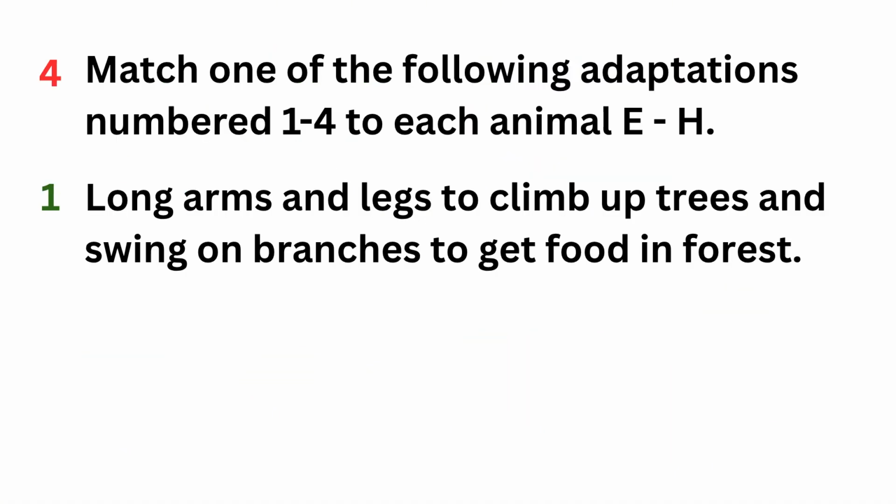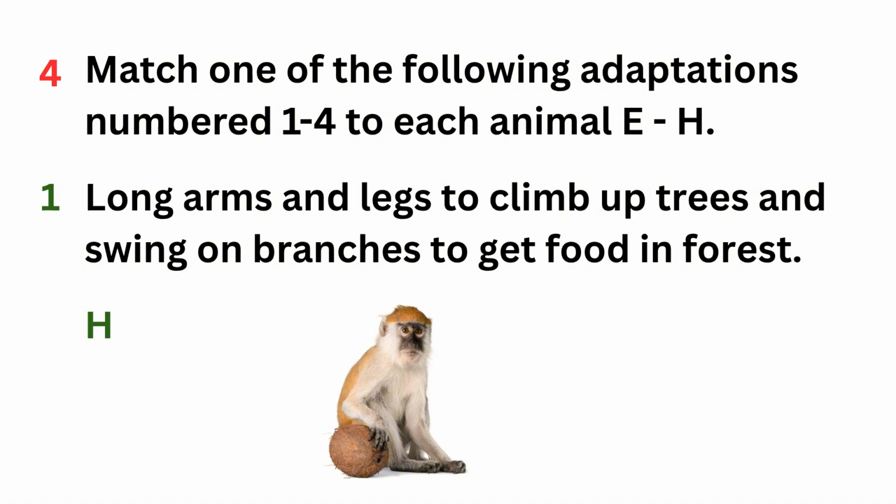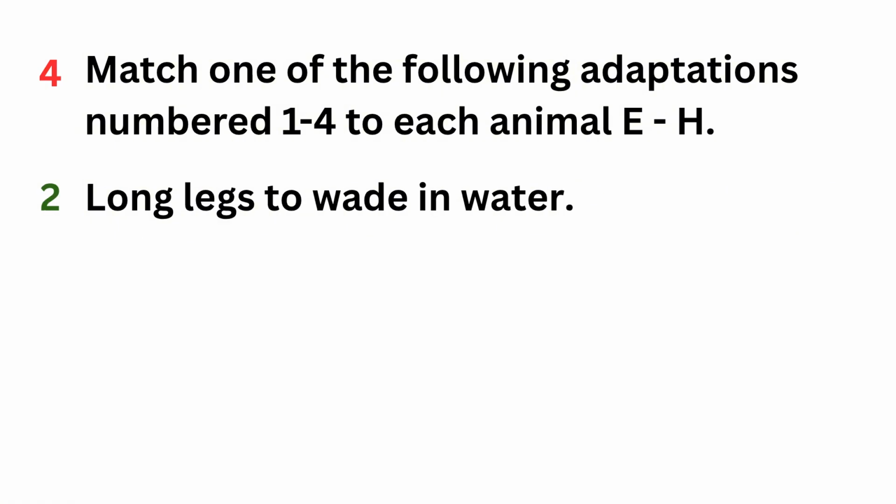Question 4. Match one of the following adaptations, number 1 to 4, to each animal E to H. Number 1. Long arms and legs to climb up trees and swing on branches to get food in forests. H. Monkey. Number 2. Long legs to wade in water.